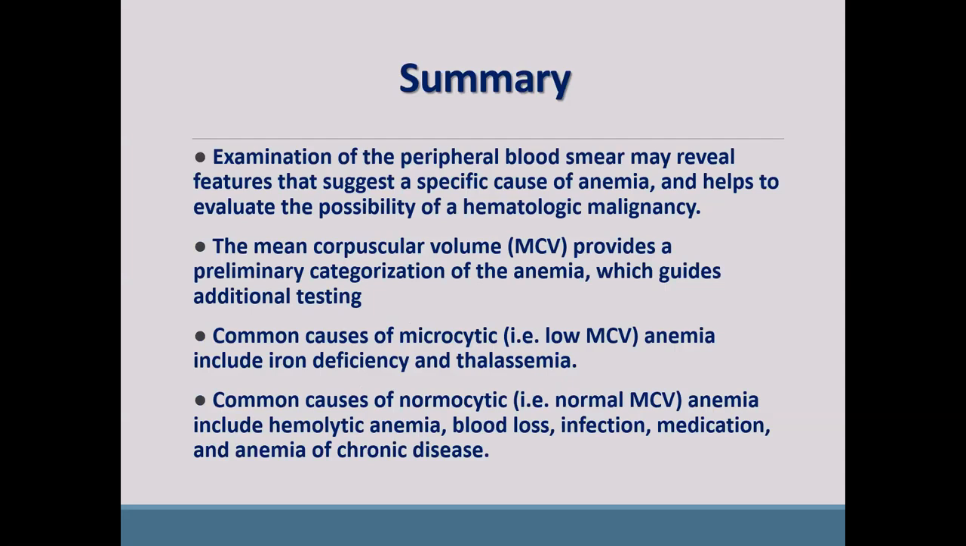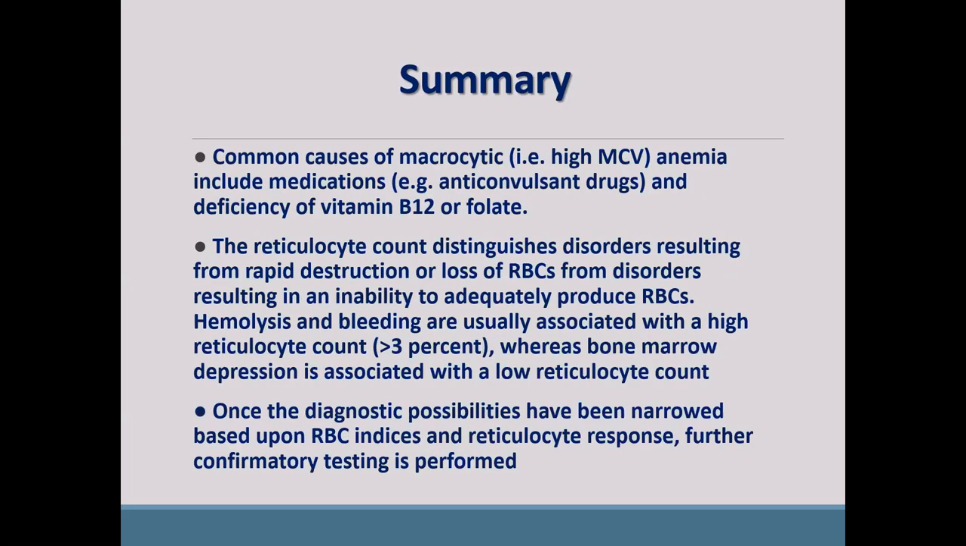Examination of a blood smear may reveal features suggestive of the cause of anemia and help to evaluate possibility of hematologic malignancy. The MCV provides a preliminary categorization of anemia, which guides additional testing. Common causes of microcytic anemia are iron deficiency and thalassemia, while common causes of normocytic anemia include hemolysis, blood loss, infection, medication, and anemia of a chronic disease. Common causes of macrocytic anemia include medication, anticonvulsant drugs, and B12 and folate deficiency.